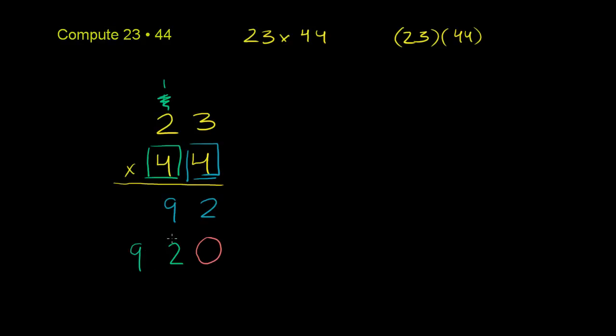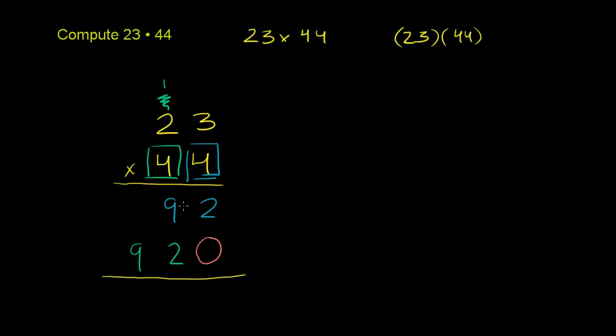So what we've figured out so far is 4 times 23 is 92. And this green 4 times 23 is 920. And that's because this green 4 actually represents 40. It's in the tens place. So when you multiply 44 times 23, it's going to be 4 times 23, which is 92, plus 40 times 23, which is 920. I just want to make sure we understand what we're doing here.